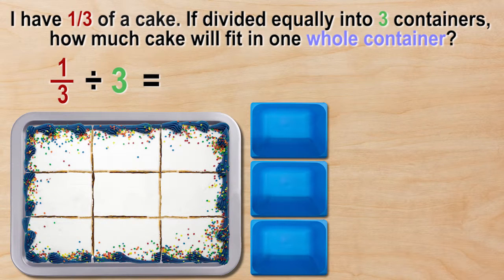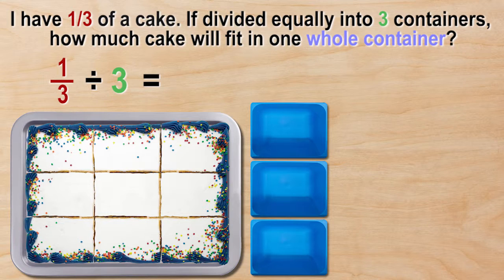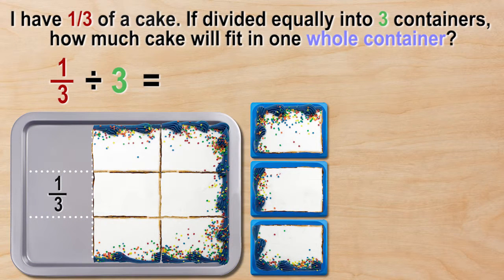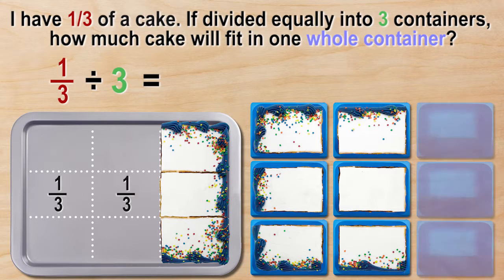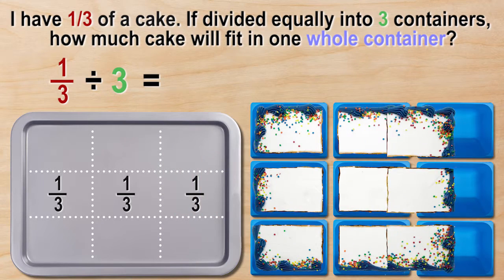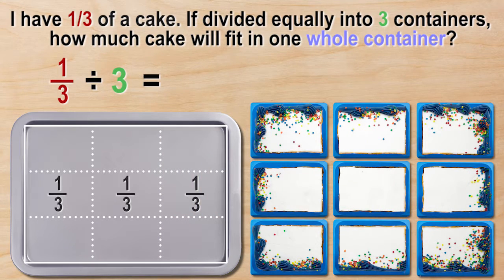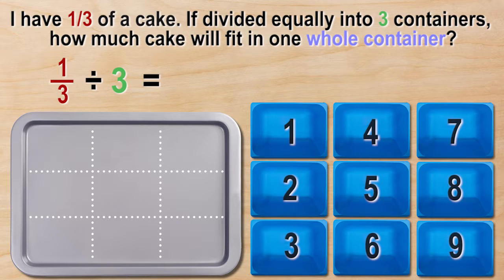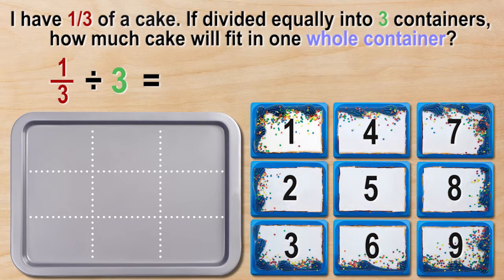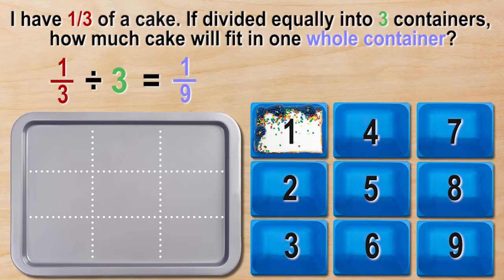There are 3 containers holding cake. These containers hold 1/3 of the cake. If we had an entire cake, we would need more containers. 3 more containers give us enough for 2/3 of a cake. And 3 more containers give us enough for 3/3 or an entire cake. To answer the question, we need to know how much cake will fit in one container. It would take 9 containers to fit an entire cake, so 1/9 of a cake fits into one container.